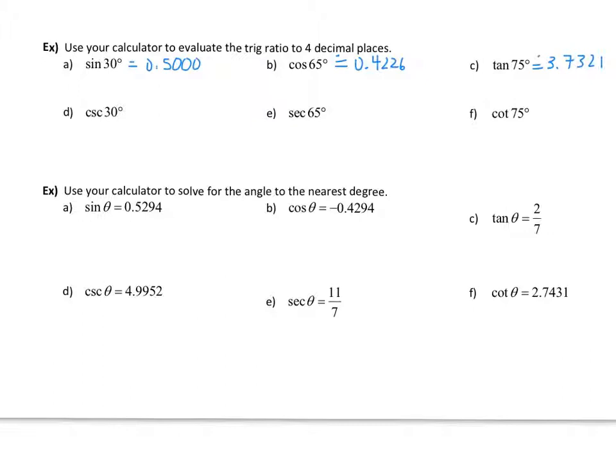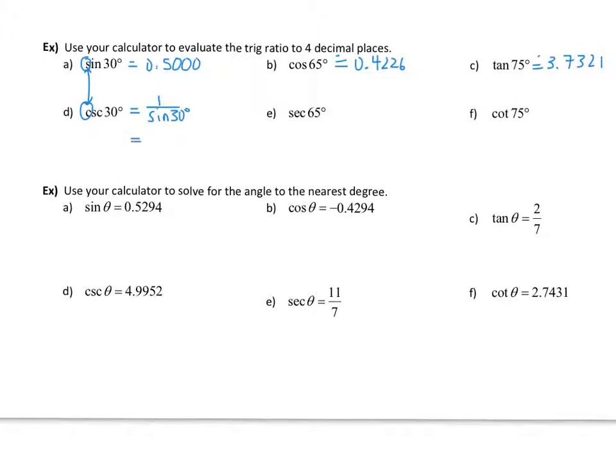Now, if I want the cosecant of 30 degrees, all I need to do is rewrite that as the reciprocal of its matching trig ratio. So cosecant goes with sine, and how I remember that is the S always goes with the C. Okay, so sine goes with cosecant. The cosecant of 30 degrees will be the reciprocal of the sine of 30 degrees.